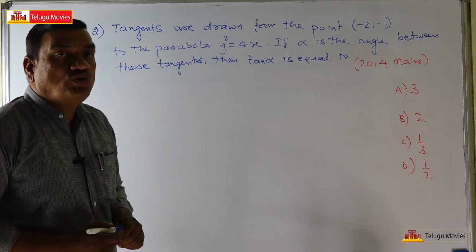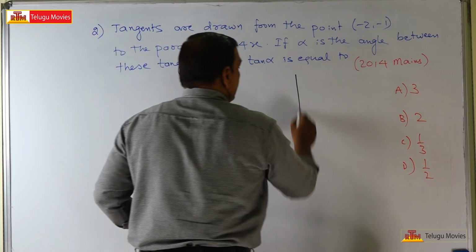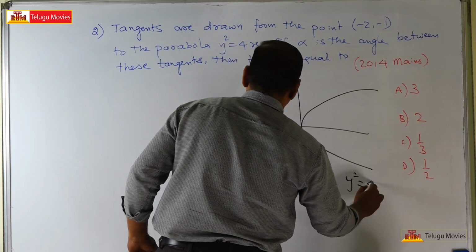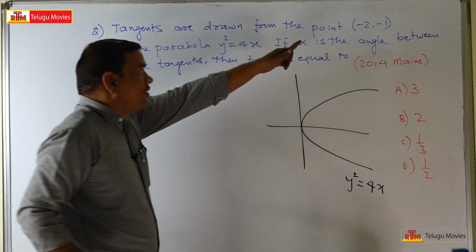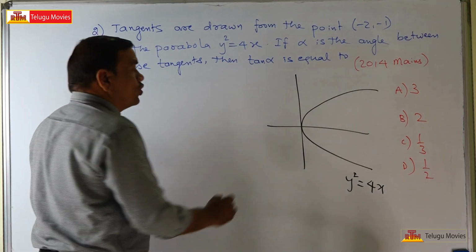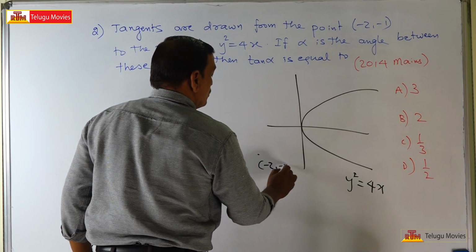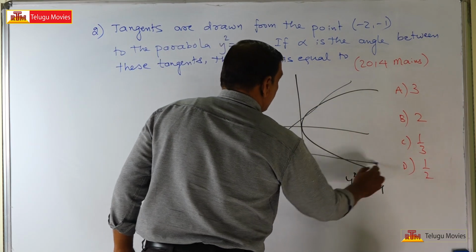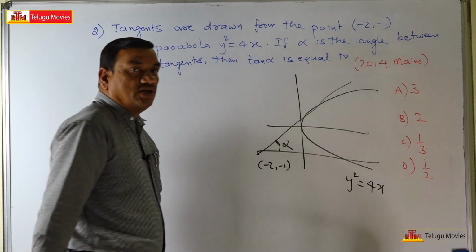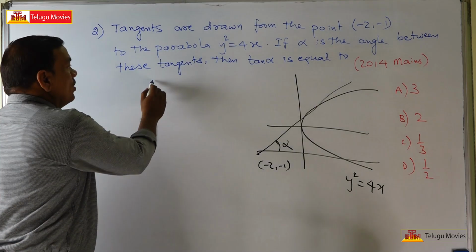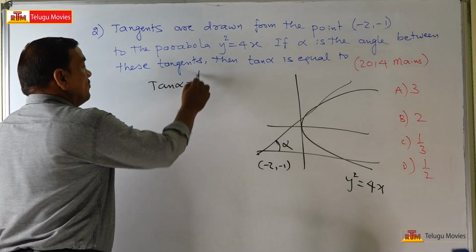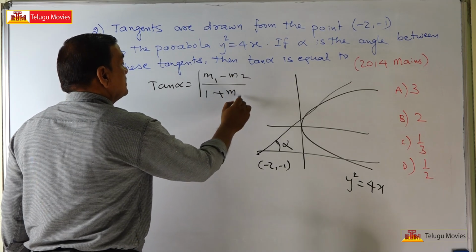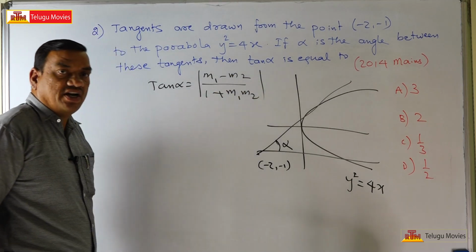Generally students will immediately start drawing the diagram. This is y² = 4x, and the point is (-2, -1). Tangents are drawn, and if the angle is alpha, they ask us to find tan alpha. So tan alpha is equal to the modulus of (m1 - m2)/(1 + m1 m2). Generally they will write this formula.